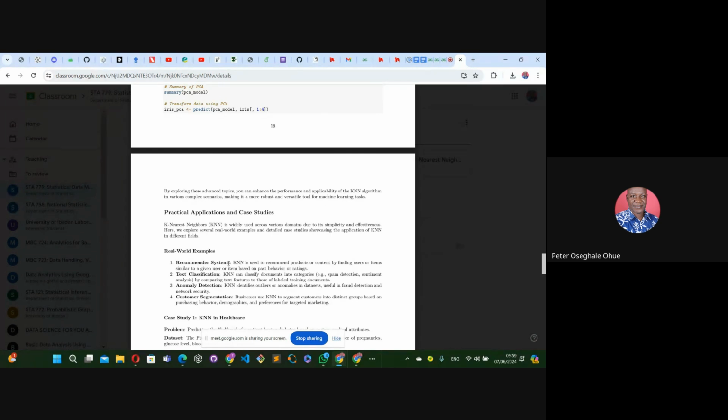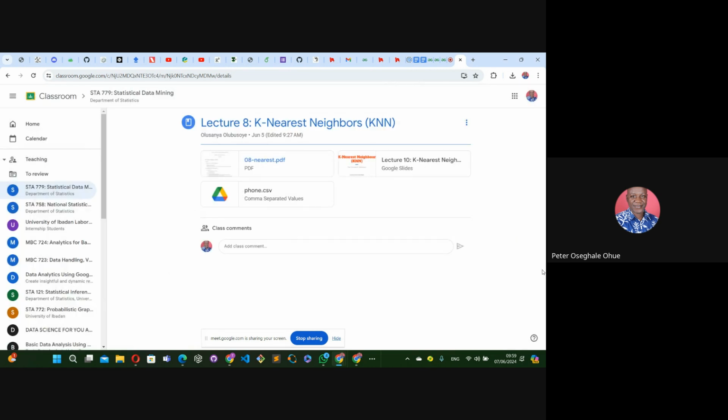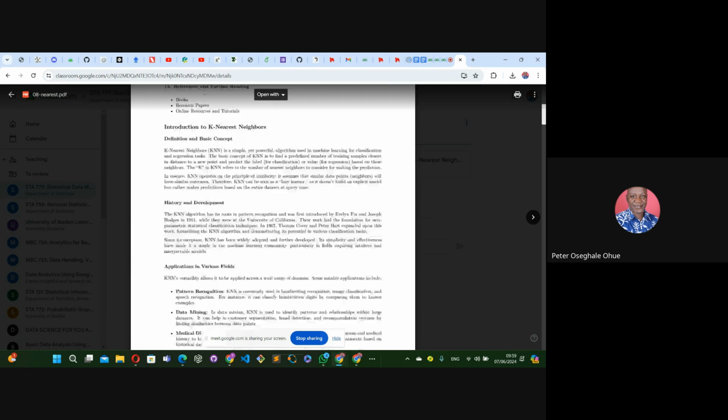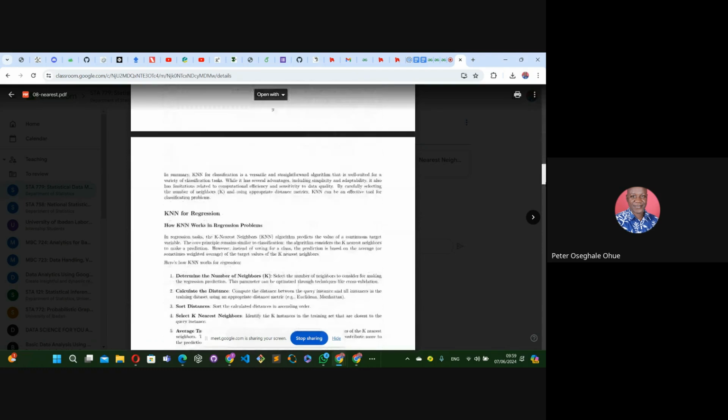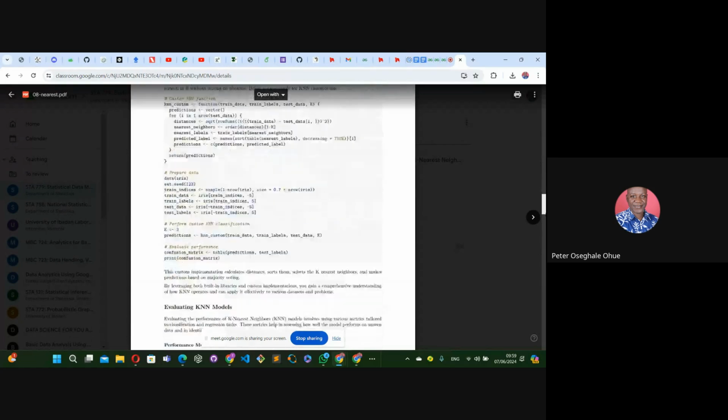So you have anomaly detection, you have customer segmentation, and then Prof wants us to go on and begin to look at those case studies. Where are we now? I think we're on page 19.